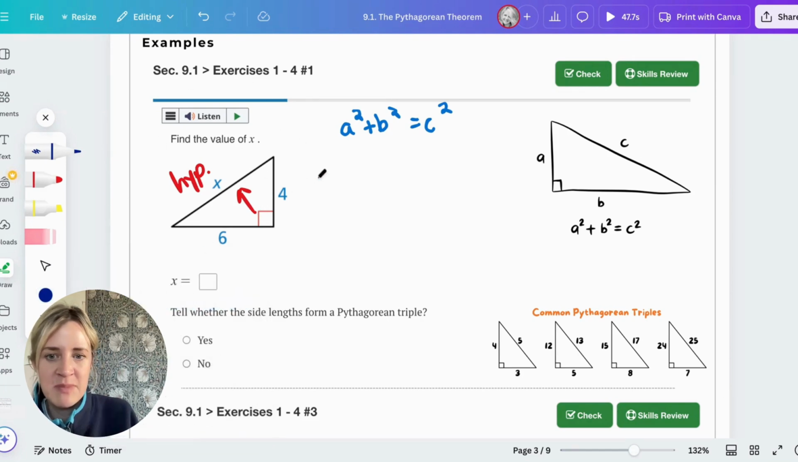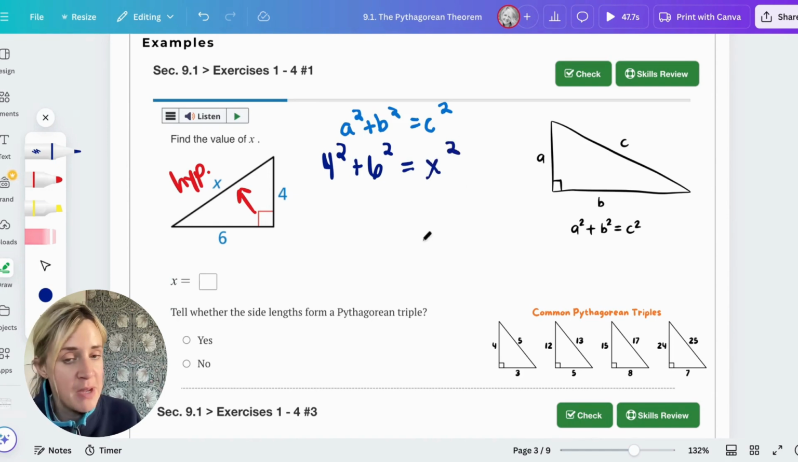So a squared plus b squared, again, the order doesn't really matter. So I'm just going to go ahead and do 4 squared plus 6 squared, but the c does matter. That is our x, that's our hypotenuse, equals x squared. When we solve this, we just work piece by piece. Do not plug this whole thing into your calculator or Desmos. Do as much as you can, step by step.